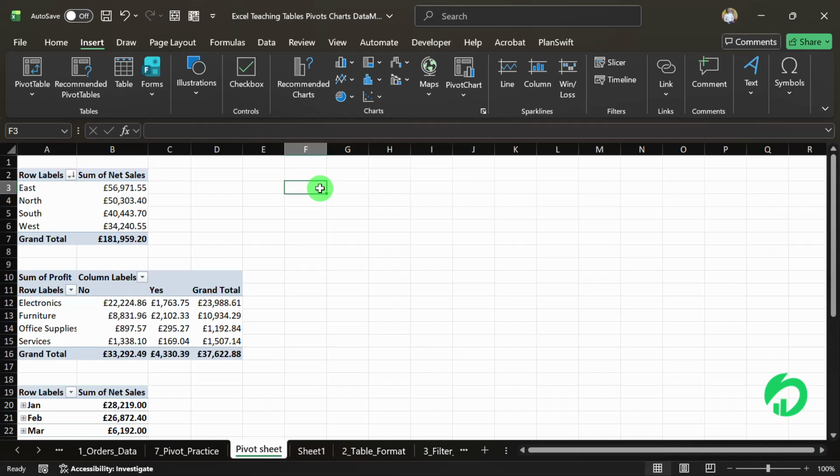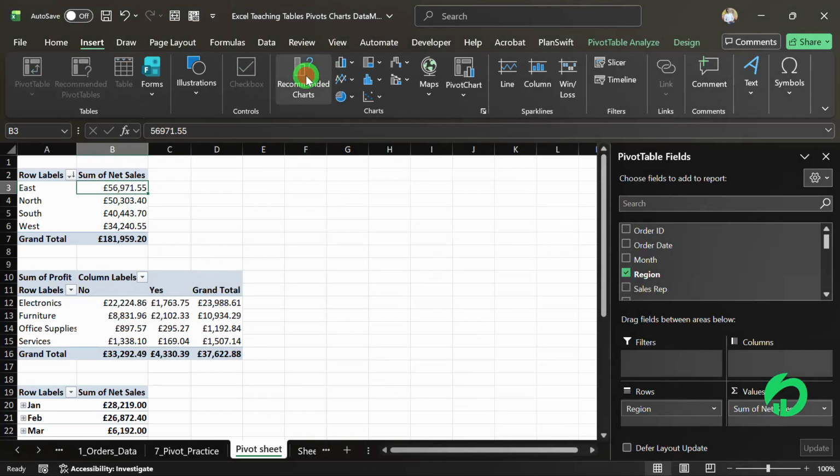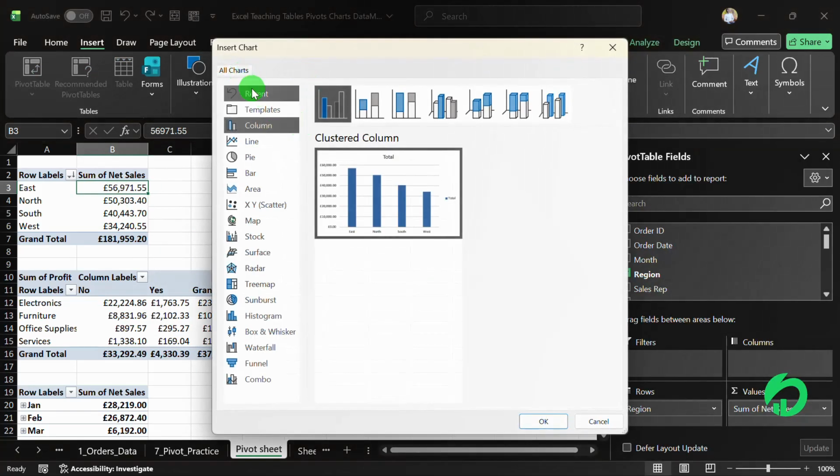Which of the charts or graphs to use depends solely on what you are trying to achieve. This class is not an in-depth class that will take us into when to use a bar chart or a column chart, but it is just to introduce us to the types of charts that we have. So if you come under your recommended charts, under all charts, you can see that we have quite a number of charts.